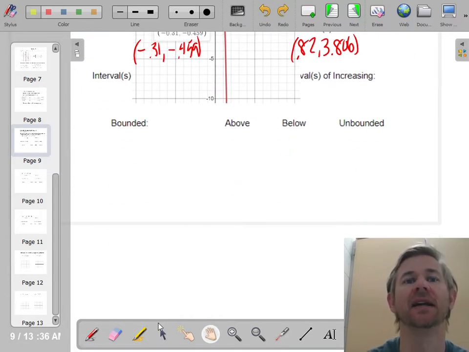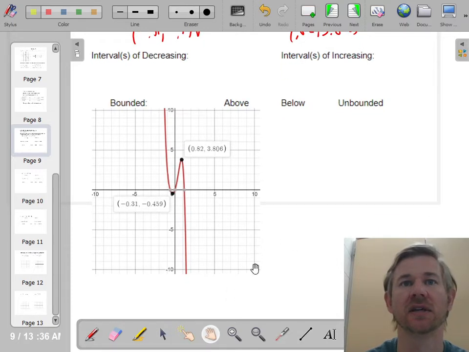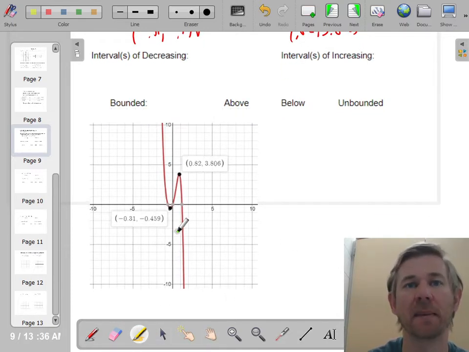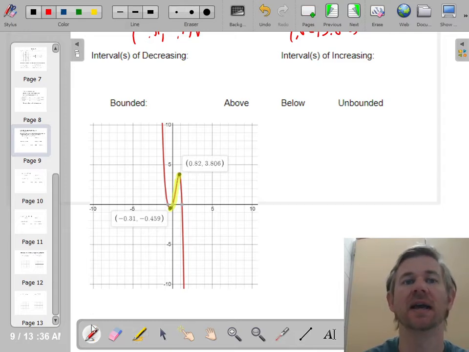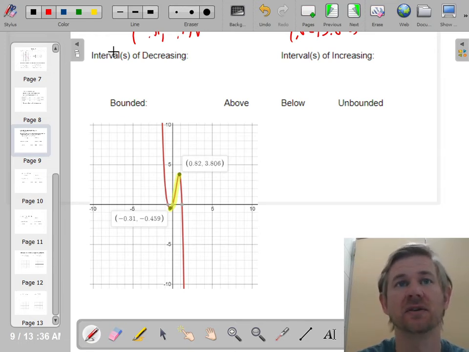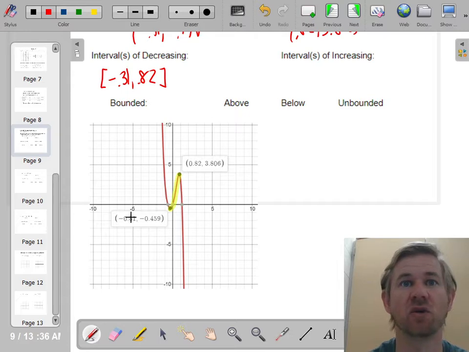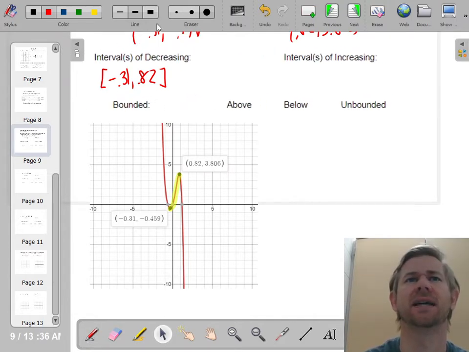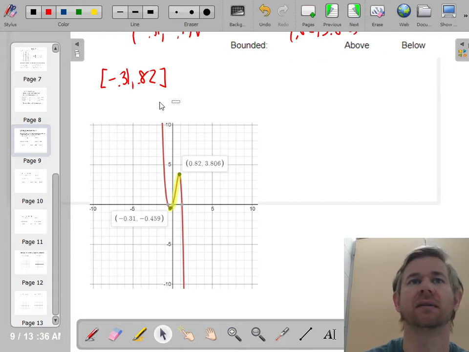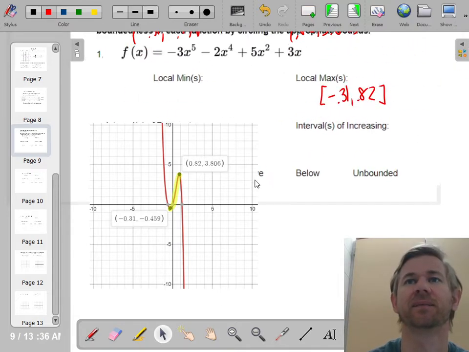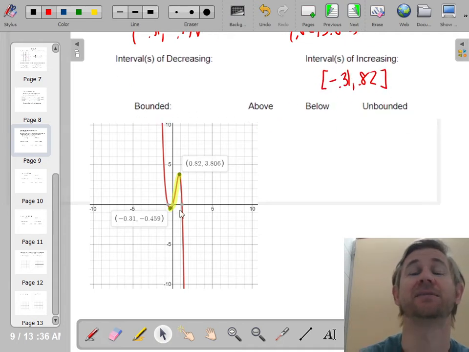So let's write these in interval notation as increasing, decreasing intervals. The increasing intervals are the ones where it's going up as we read left to right, so that's from there to there. And you use the x values only. There's no y values in intervals. So the x values are negative 0.31 to 0.82, and we use brackets for the endpoints of intervals. So negative 0.31 to 0.82, that's our interval of increasing. Oh wait, I copied that wrong. How do I just move that over? There we go. There's increasing.